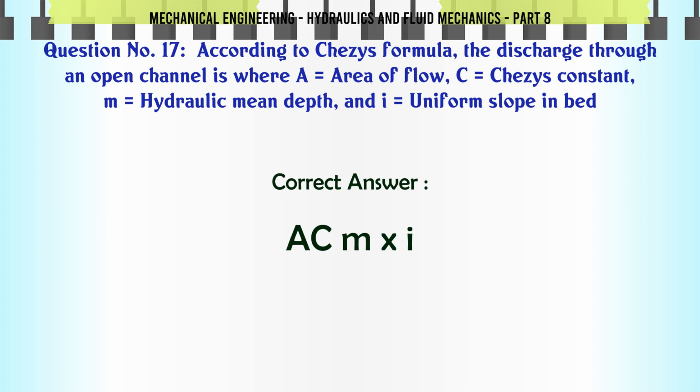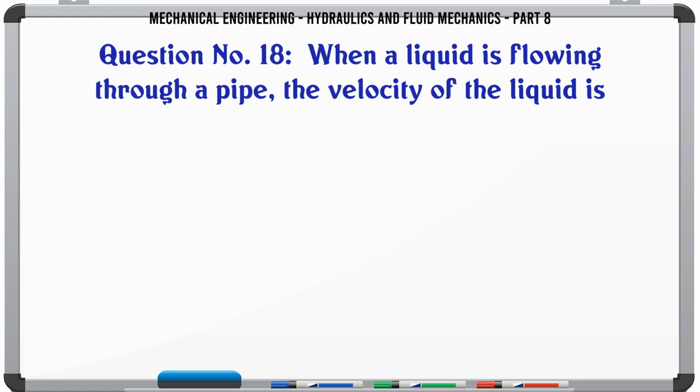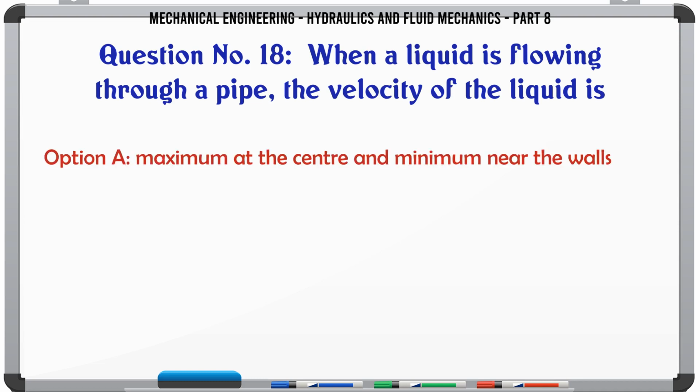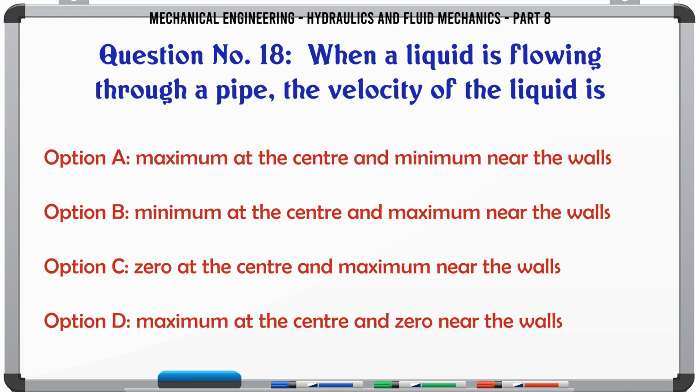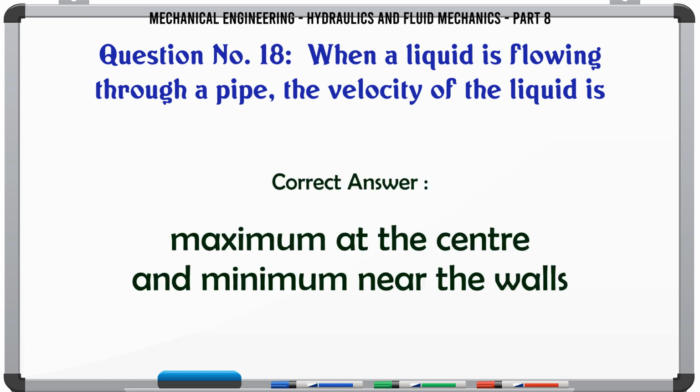The correct answer is ACMXI. When a liquid is flowing through a pipe, the velocity of the liquid is A. maximum at the center and minimum near the walls, B. minimum at the center and maximum near the walls, C. 0 at the center and maximum near the walls, D. maximum at the center and 0 near the walls. The correct answer is maximum at the center and minimum near the walls.